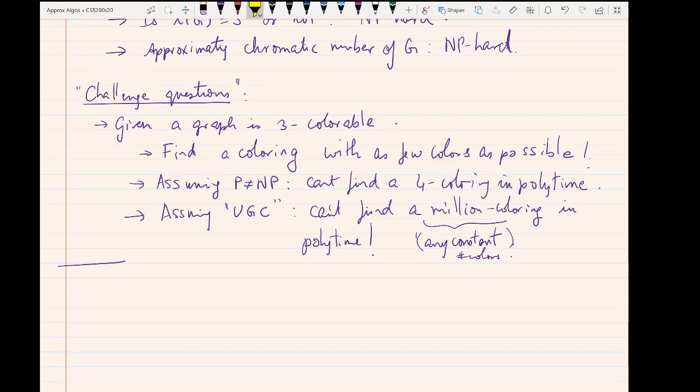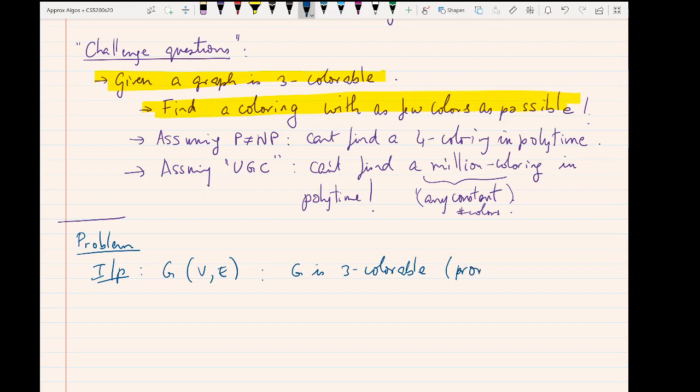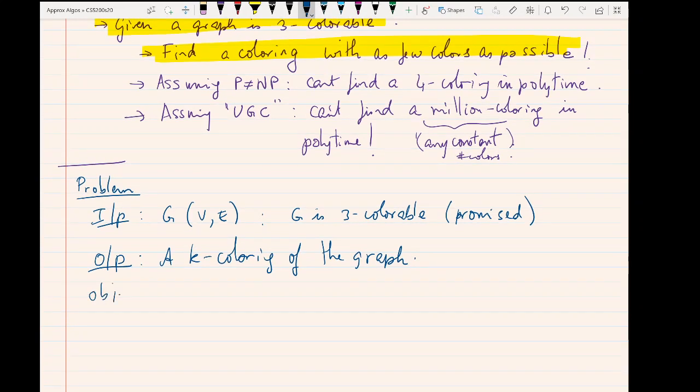And the problem that we'll consider for today's lecture is precisely this. Given a graph that is tricolorable, we want to find a coloring of the vertices of the graph that is valid using as few colors as possible. So the problem for the day, as input, has a three colorable graph. The output that we want is a k coloring of the graph, and the objective is to minimize k.